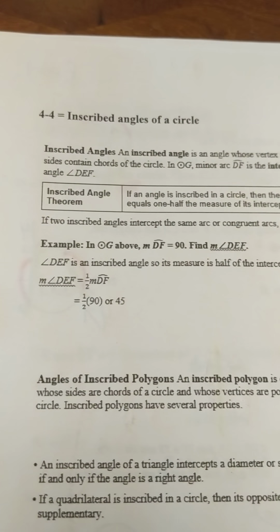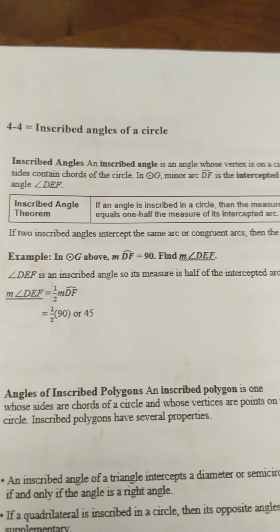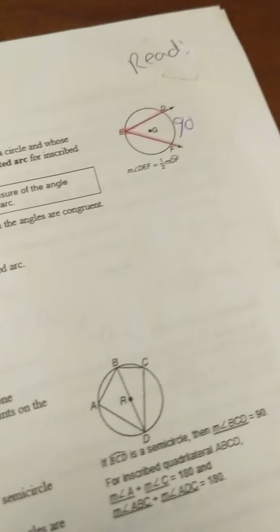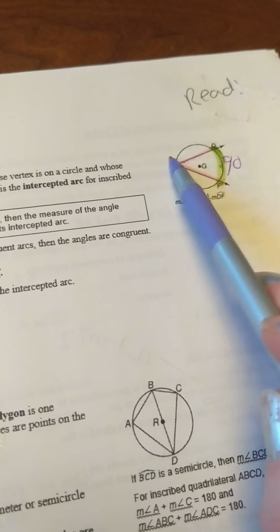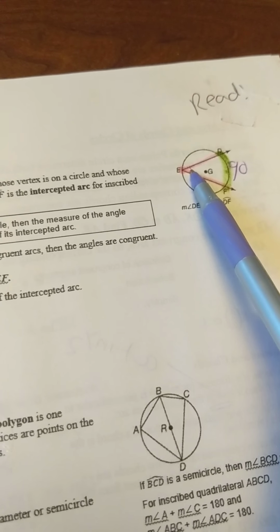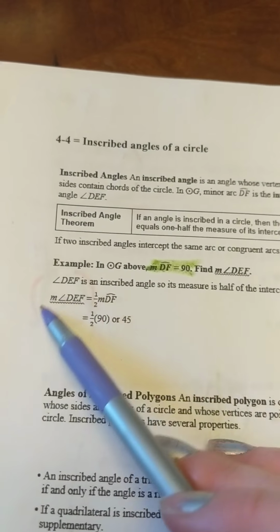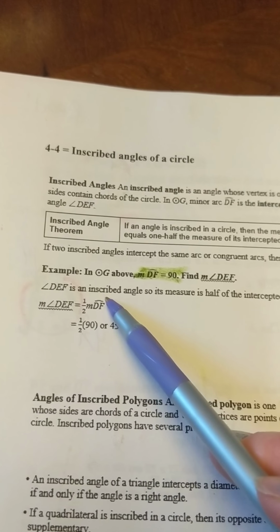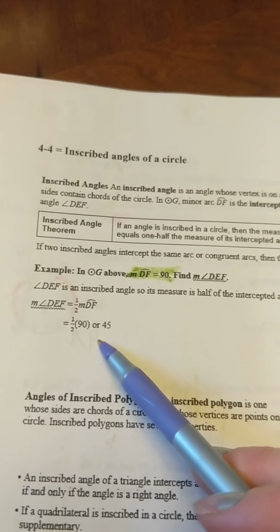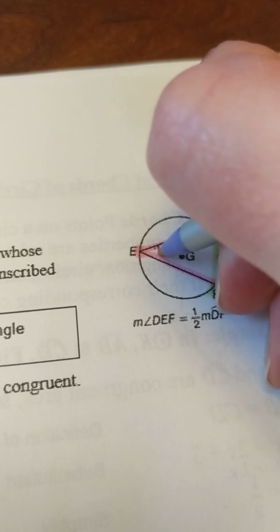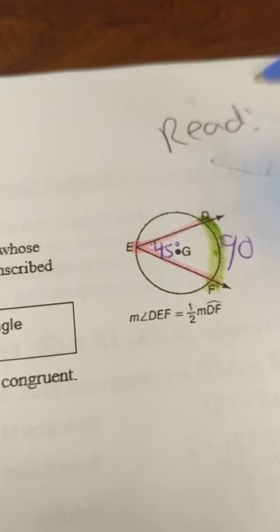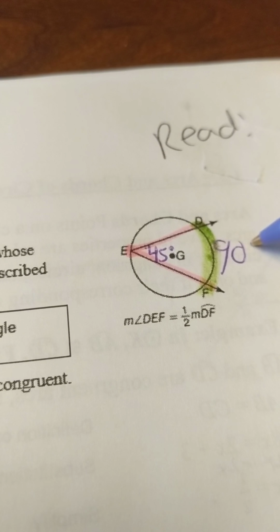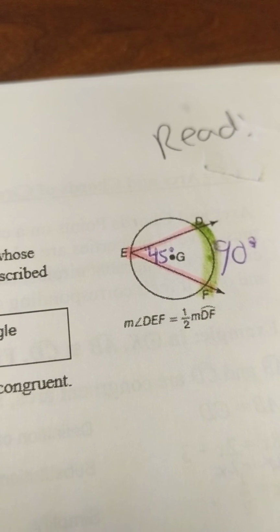So for instance here, this example says that arc DF is 90. So right here, the measure of arc DF is 90. It says to find angle DEF, so this angle right here. We're just going to plug into our formula to find the measure of angle DEF. It's 1/2 of the arc. So half of 90 is 45. So this angle right here is going to be 45 degrees. This green arc is 90 degrees, so the inscribed angle formed by that is half of it.